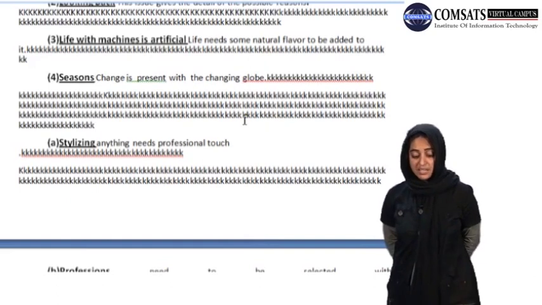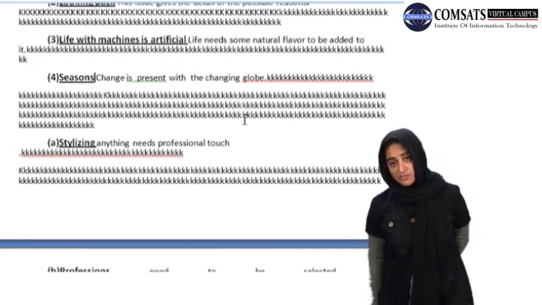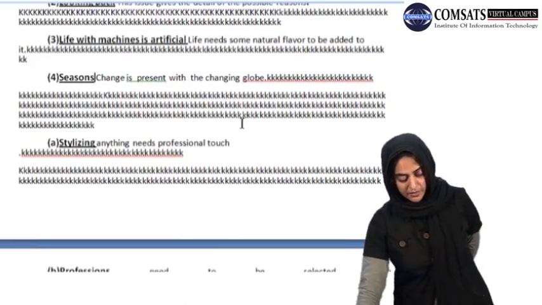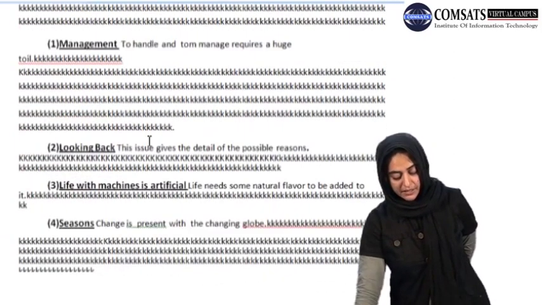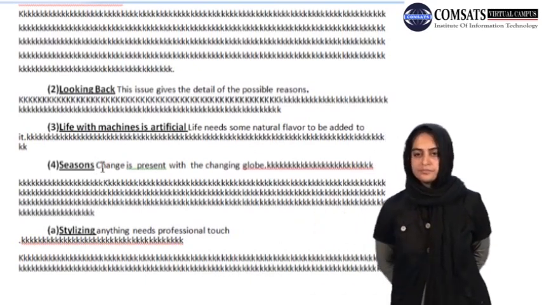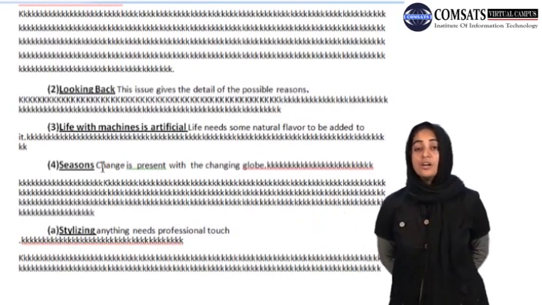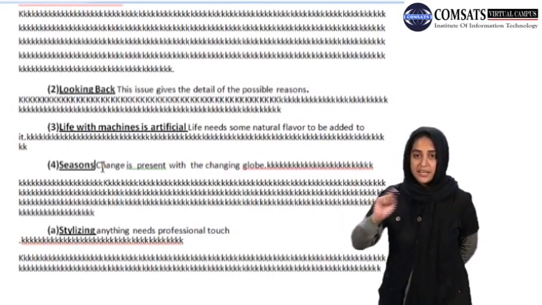This is the fourth degree coming up again for the fourth time under the same third degree of heading. Which same third degree of heading? Have a look. This third degree, enjoying health. So you will be labeling this fourth degree heading seasons in sequence with all other fourth degree headings appearing under the same third degree heading.